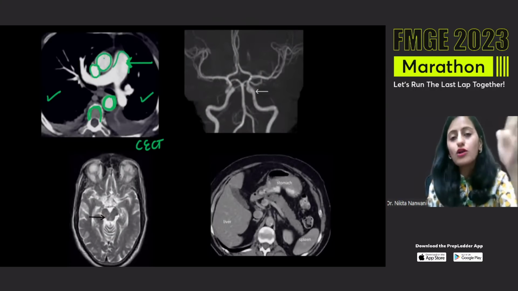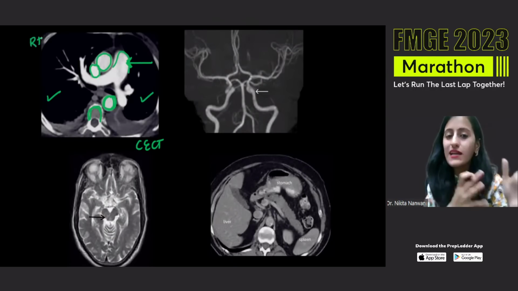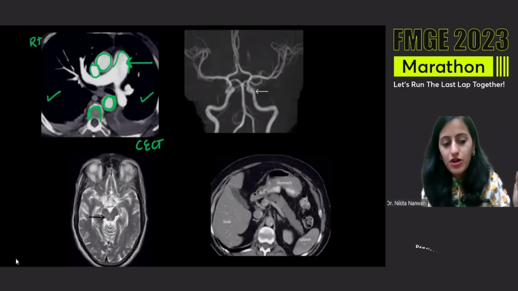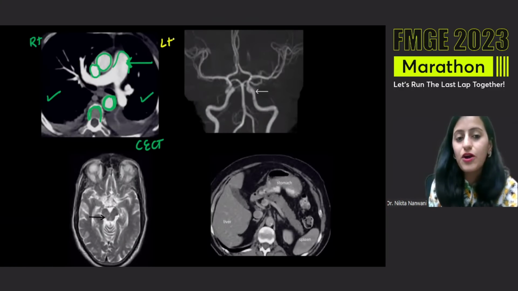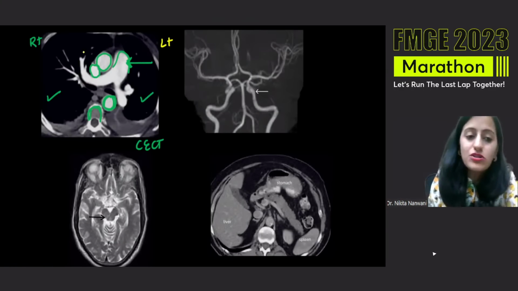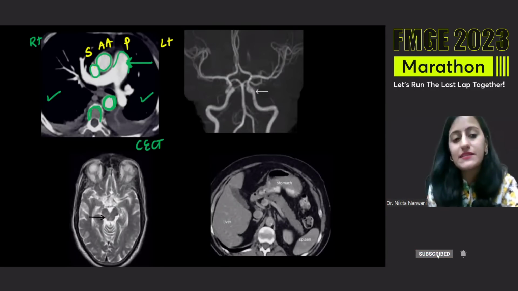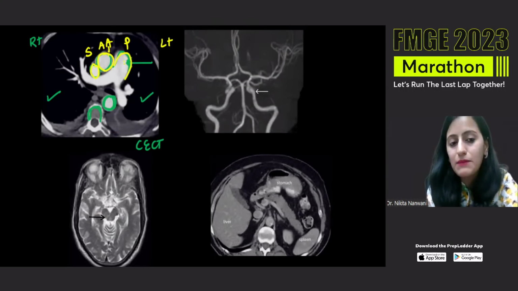Always remember in radiology that your left is the patient's right, and your right is the patient's left. So the arrangement of the structures is SAP, that is from right to left. It is superior vena cava, AA is ascending aorta, and the leftmost one is the main pulmonary trunk, which is dividing into the right pulmonary artery and the left pulmonary artery.